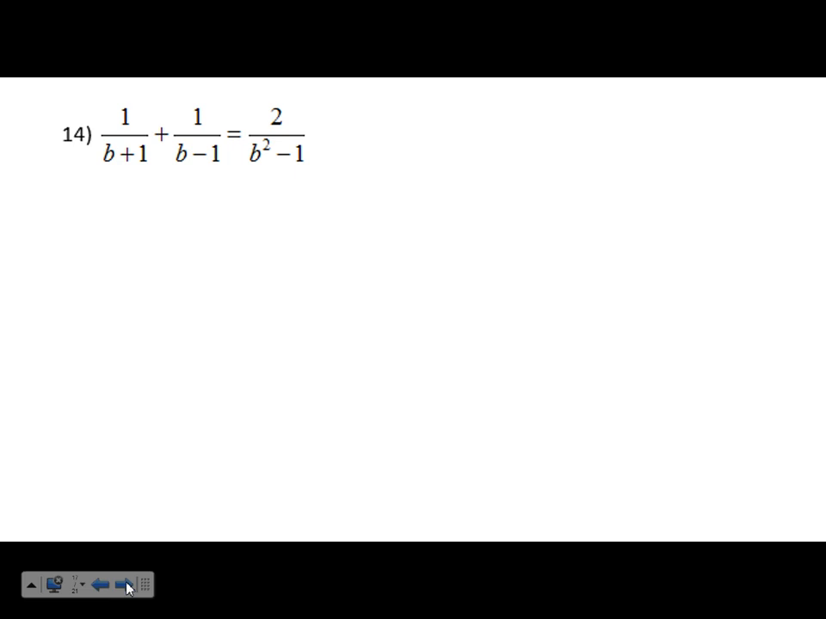And the reason is because, remember on the last one I told you, the first thing you want to look at is see if you can factor any of those denominators. That's the first thing I want you to look for. And this denominator is a difference of squares. 1 is 1 times 1. So this one we can break down into b plus 1 times b minus 1 for that denominator. Now again, I'm going to write this with a little bit more space. I have 1 over b plus 1 plus 1 over b minus 1 is equal to 2 over b plus 1 times b minus 1.